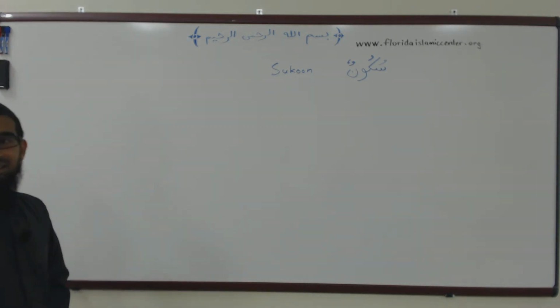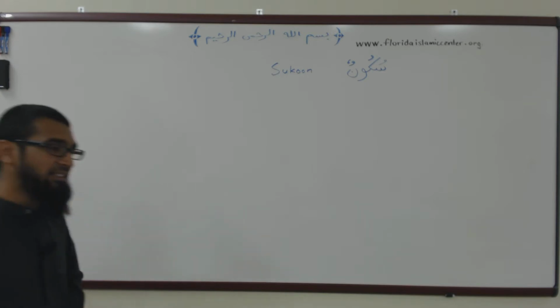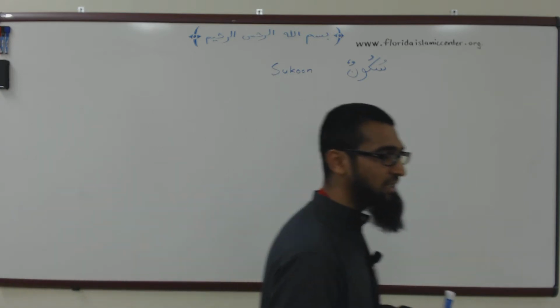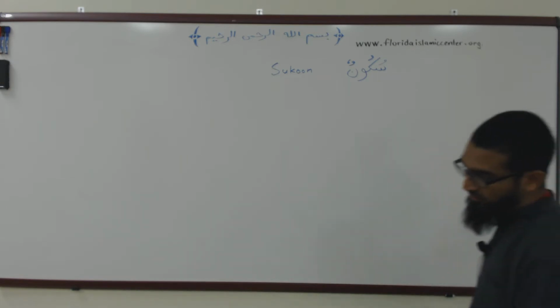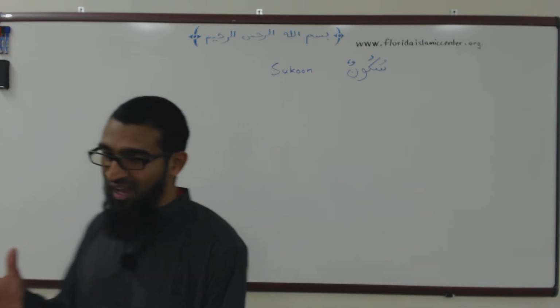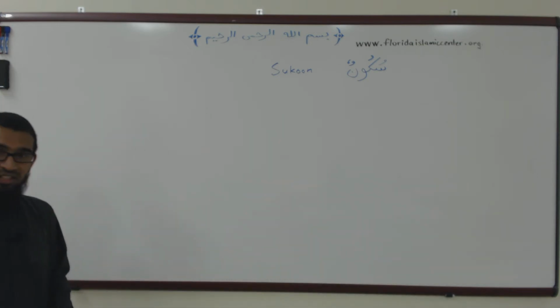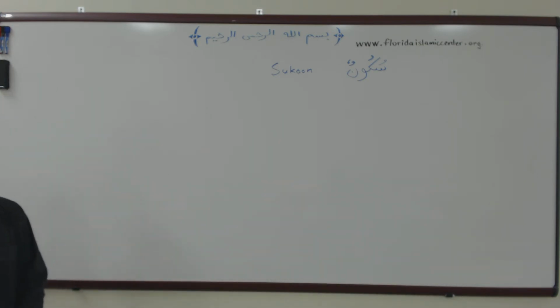Sukun means a silent. It means sakin, meaning it's not a vowel. Right? It's not a vowel. So we can call it a consonant. We saw that there were 3 vowels, right? A, I, U. Fatha, Dhamma, Kasra, right? Fatha, Kasra, Dhamma. A, I, U.